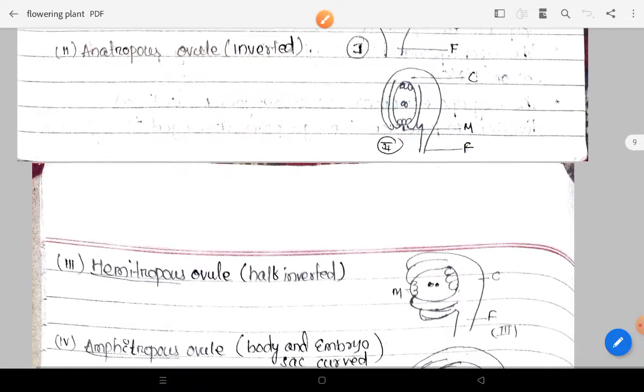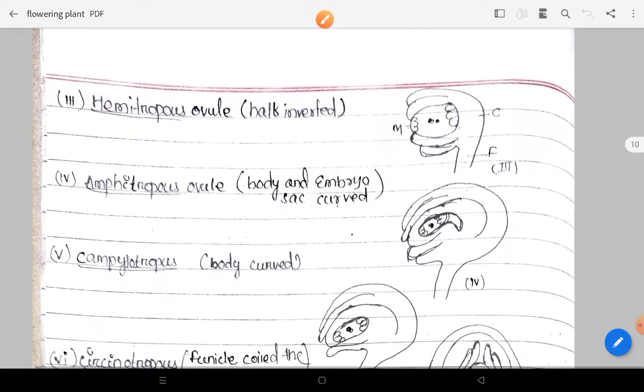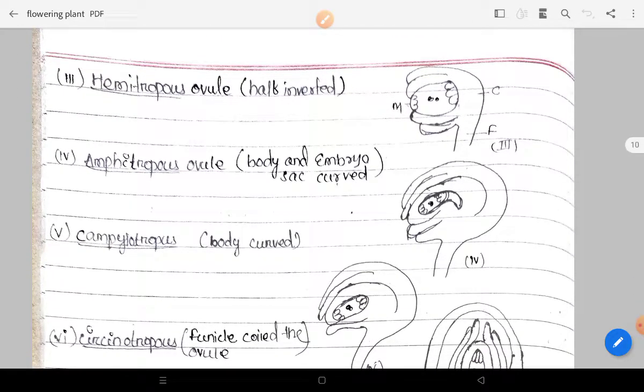Next comes the hemitropous ovule. H for hemi, H for half inverted ovule, means micropyle, chalaza and funicle form a 90 degree angle, so it is a half inverted hemitropous ovule.